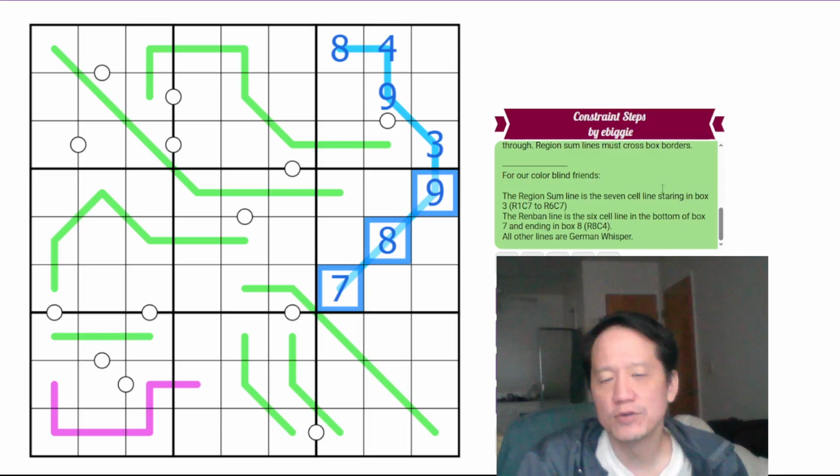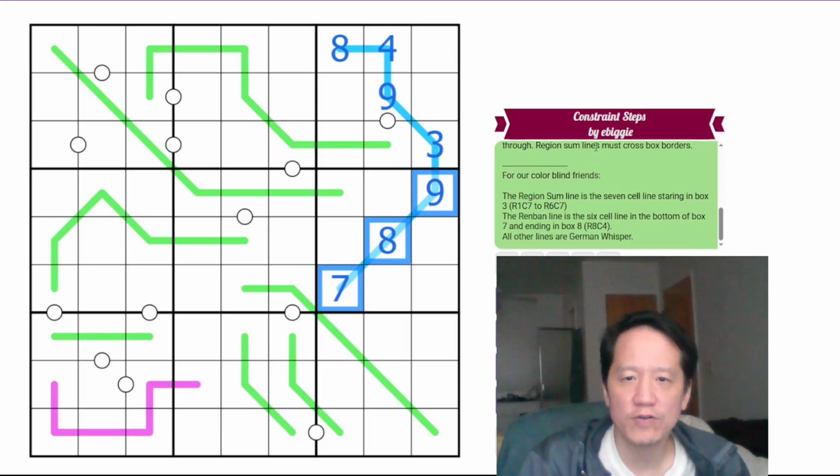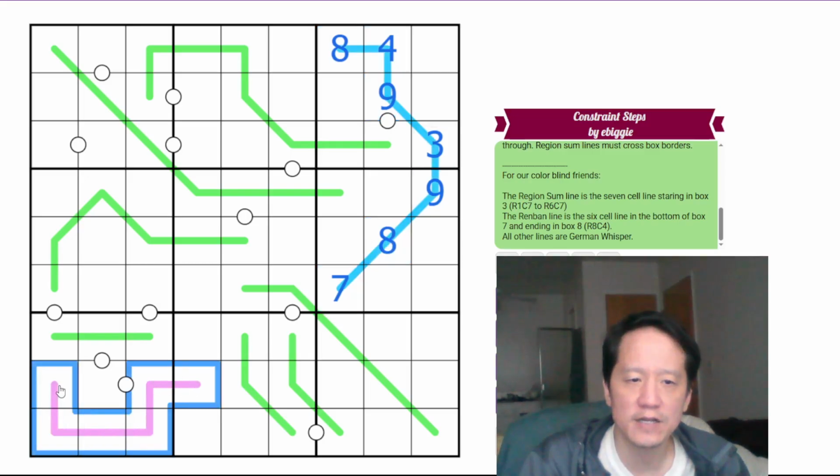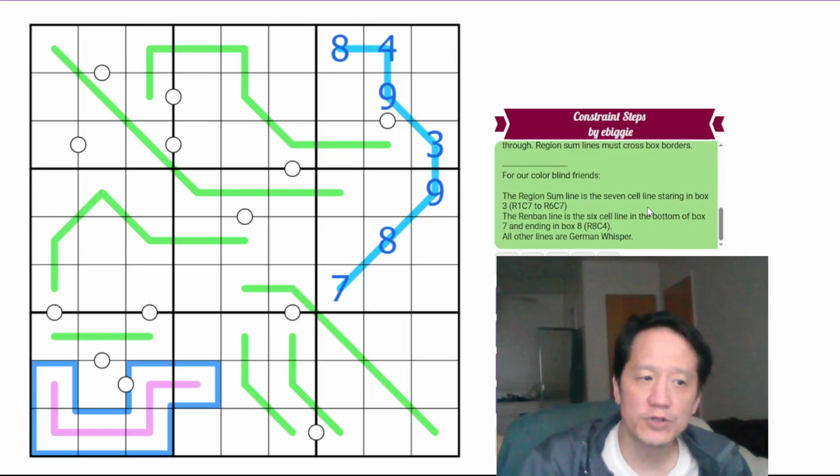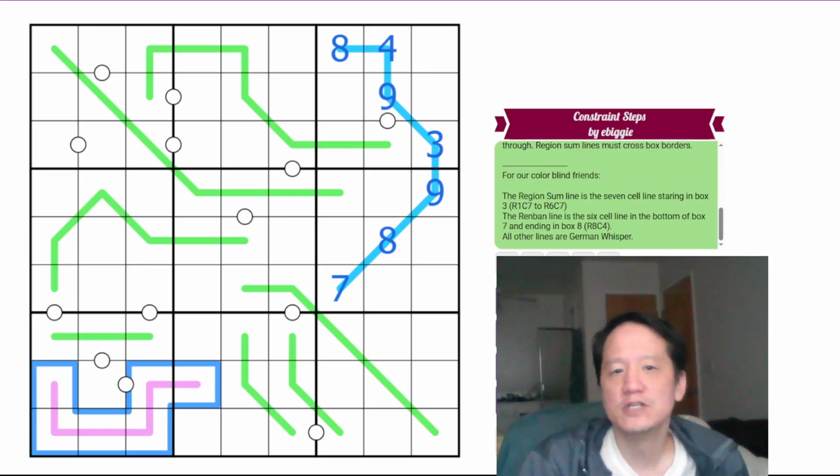And those are all the rules, and this is specifically for our colorblind people. The region sum line is this line. The Renban line is this line. And all the other lines are German whisper lines. Those are all the rules. If you'd like to play along, there's going to be a link in the description. And now, I'm going to get started.